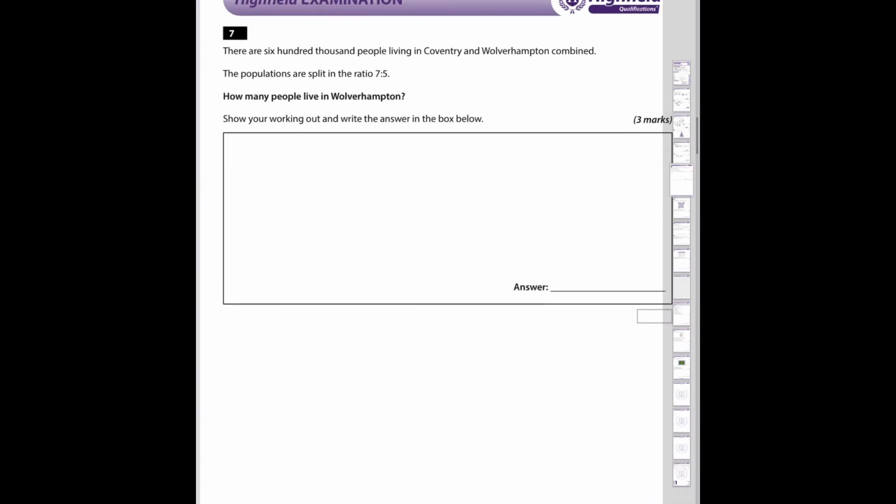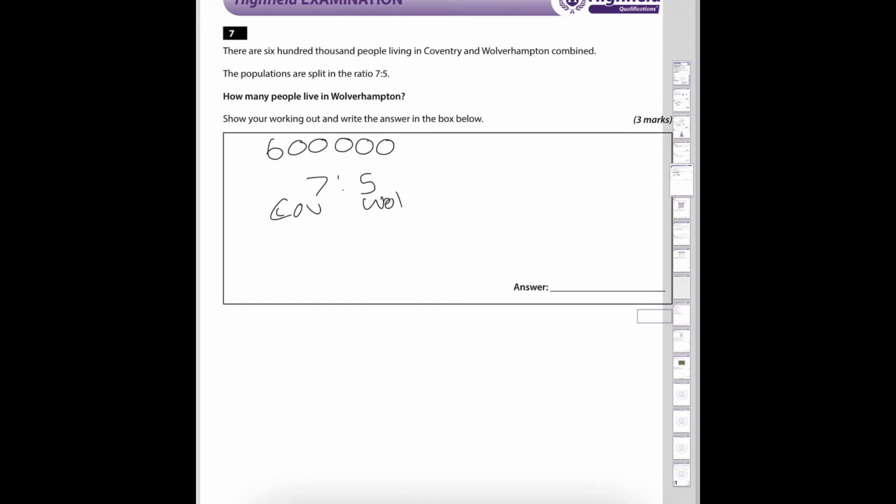Number 7. There are 600,000 people living in Coventry and Wolverhampton combined. The populations are split in the ratio of 7 to 5. So we've got 600,000, a ratio of 7 to 5. How many people live in Wolverhampton? So the 7 is Coventry and the 5 is Wolverhampton.